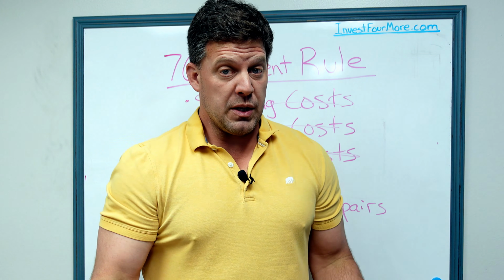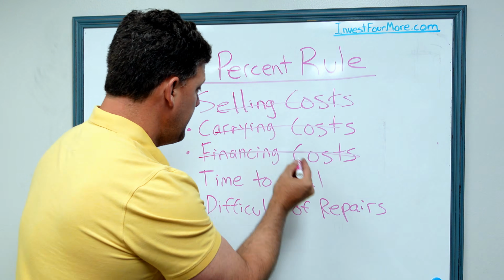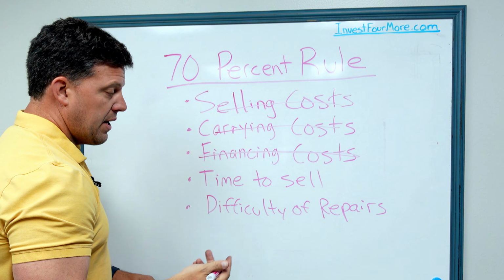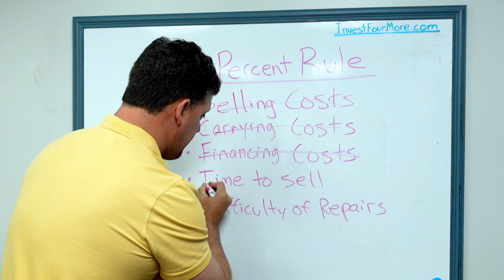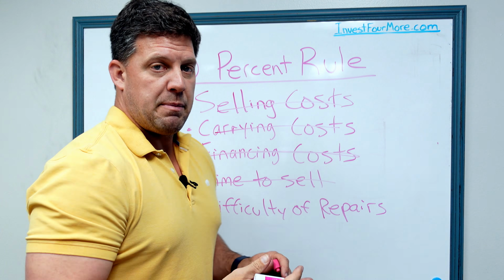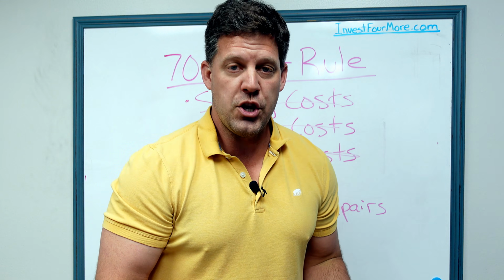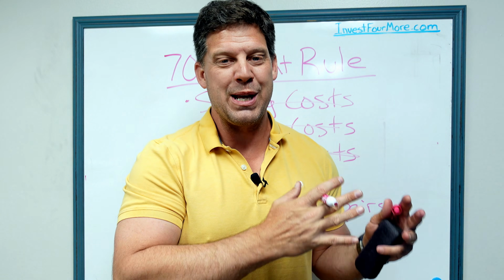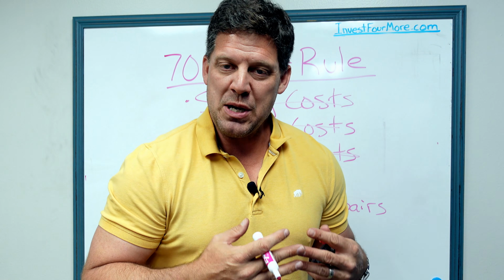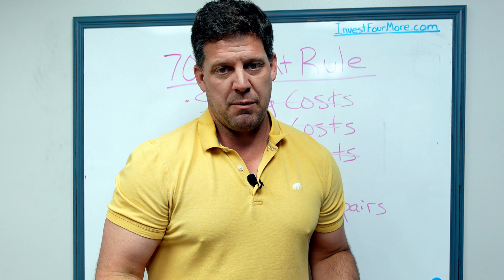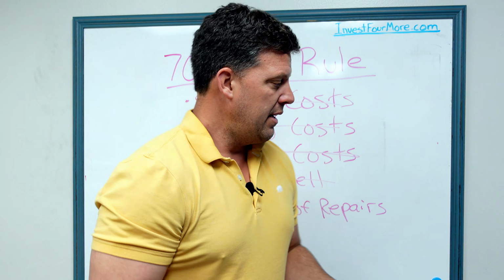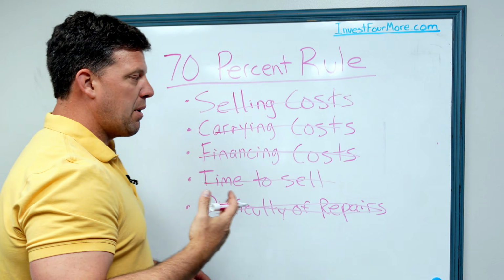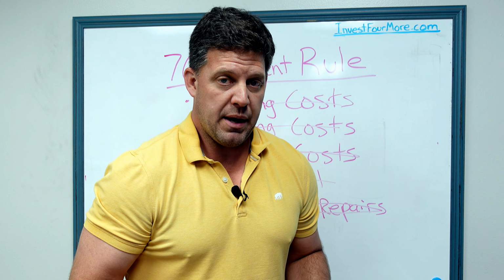Time to sell. The longer it takes you to sell a house, the more your carrying costs are, the more your financing costs are, sometimes the more your selling costs are. The 70% rule does not account for that. And then the difficulty of the repairs, right? If you have a $100,000 repair, there's a good chance it's going to have a lot of problems, take a really long time. It's much, much more risky than a lower priced repair, a $30,000 repair. The 70% rule does not account for the difficulty of the repairs, the time it takes, and the problems that can arise with those repairs.